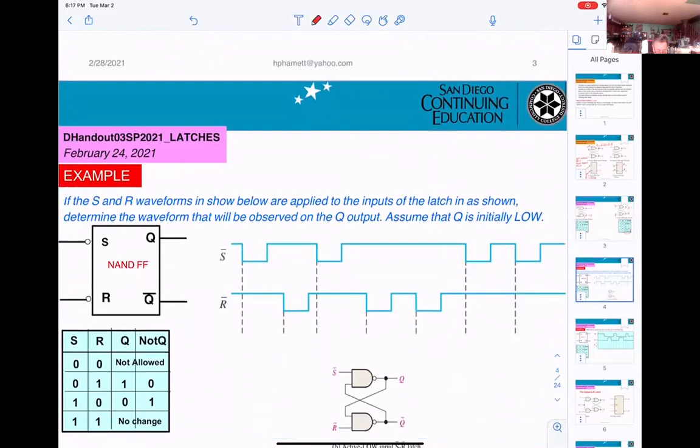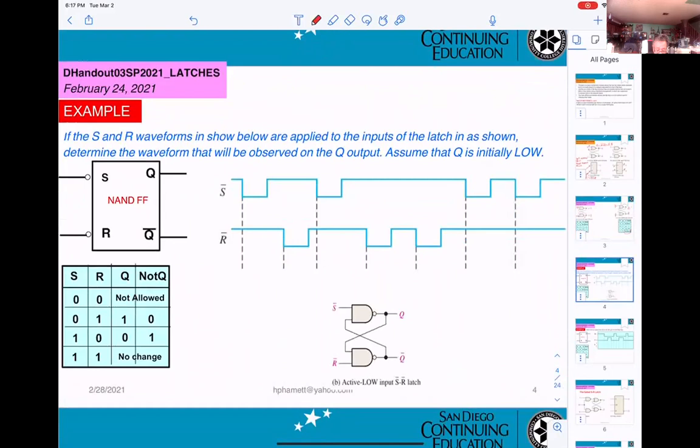Now you can draw for me this output Q here. Try the best you can do. If the S and R waveforms are applied to the input of the latch, that means applied to the NAND flip-flop, active low, draw the waveform that will be observed on the Q output. Assume Q is initially low. So I know for sure I can draw Q at the beginning. Let's assume Q initially will be low. Now you can draw the rest for me.